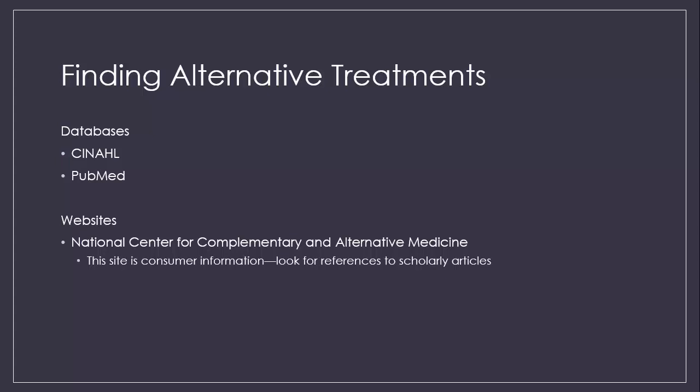However, what you should be looking for is references to scholarly articles. And what they'll generally do is have a page on cinnamon. It will say, what do we know about cinnamon? Do we know if it's effective? And then at the end, it will say references, and it will give you some papers. You want to look at those papers, not the actual website page, for your information to cite in your paper.